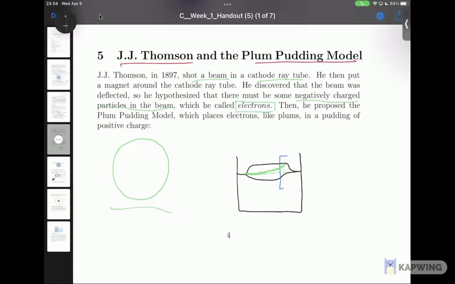So he proposed a relatively humble yet simple plum pudding model, which takes this idea of negatively charged electrons and incorporates them with a positive charge to neutralize an atom. Because at the time, we knew that atoms did not always exist charged. They needed to be neutral. So he incorporated these electrons like plums into a pudding of positive charge.